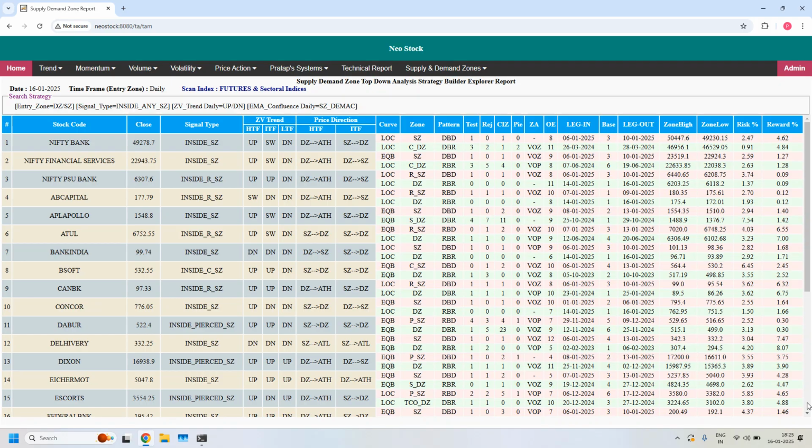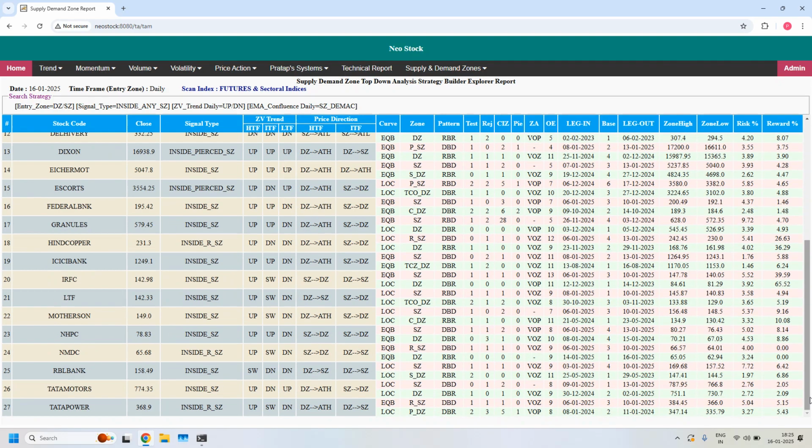These daily supply zones are having daily EMA confluence. Both BANKNIFTY and FINNIFTY are having supply zones having daily EMA confluence. Okay, I am scrolling the list down. So total 27 stocks are filtered, where price closed inside the daily supply zone, and those daily supply zones are having daily EMA confluence. So this is about the daily time frame.